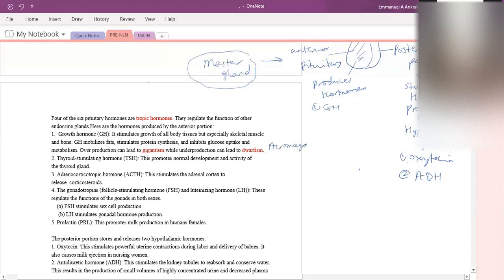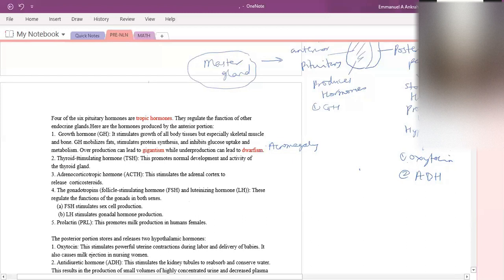Acromegaly. You see this word, it means that there's increased growth hormone production after the growth spurt. So the person expands laterally, lateral growth. So the bones, let's say the jaws become so huge, and so on. Acromegaly. So these are some abnormalities that you can get when growth hormone is overproduced or underproduced.